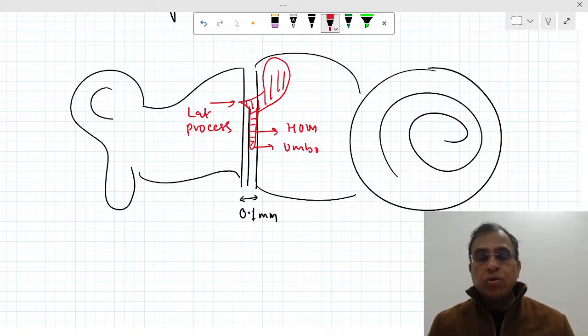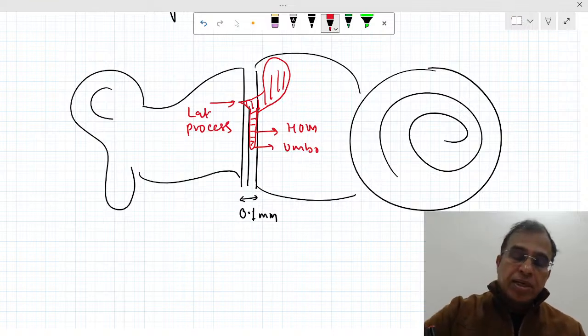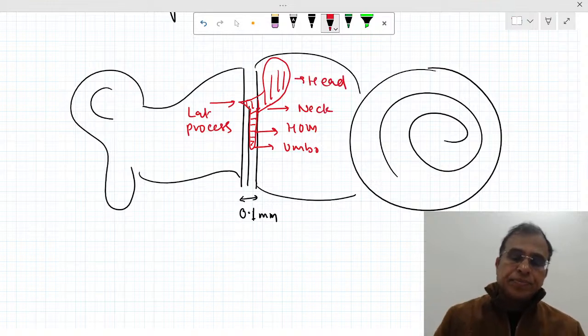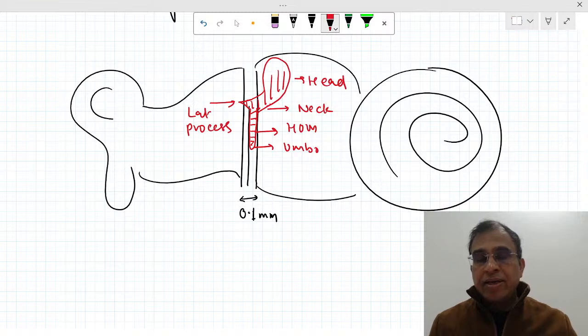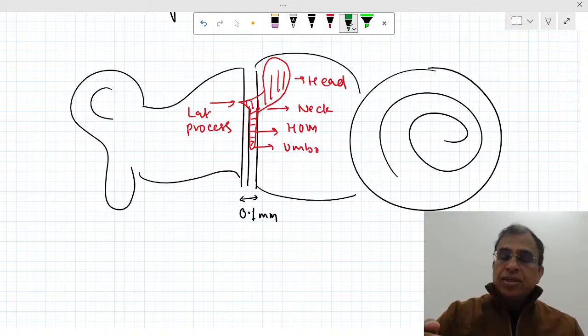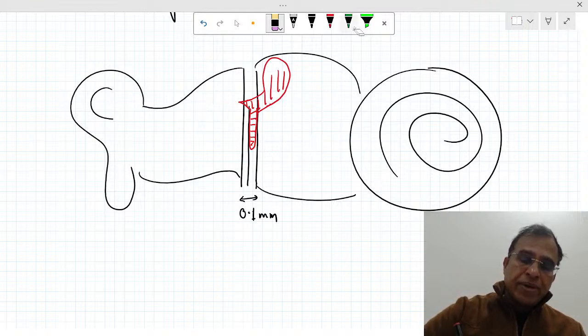We know this already. Look at the lateral process. It is facing outward laterally. That's why it's called the lateral process. This becomes the neck of malleus, and this is the head of malleus. So out of many parts, these are the five important parts of the malleus that you should be aware of: head, neck, lateral process, handle, and umbo. Now the next ossicle is incus, and incus forms the joint with the head of malleus.